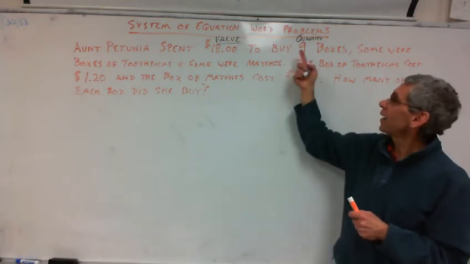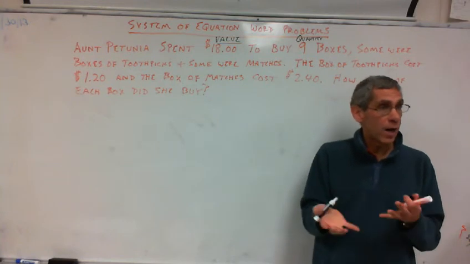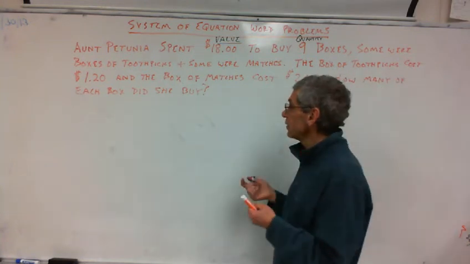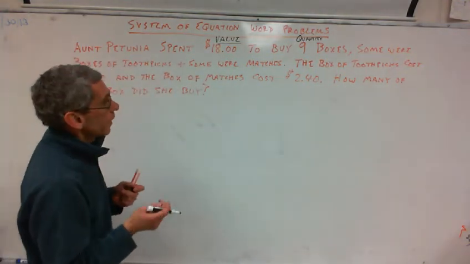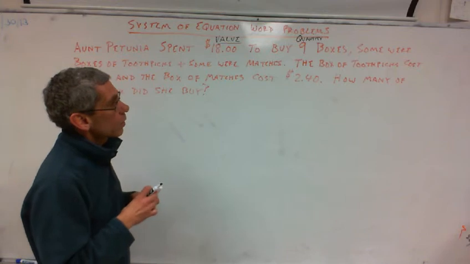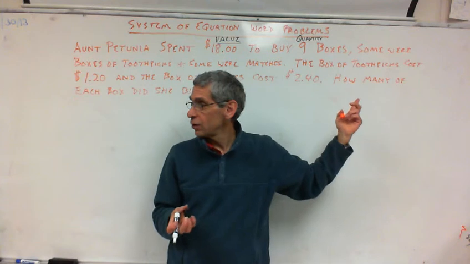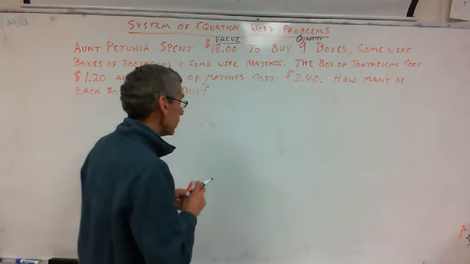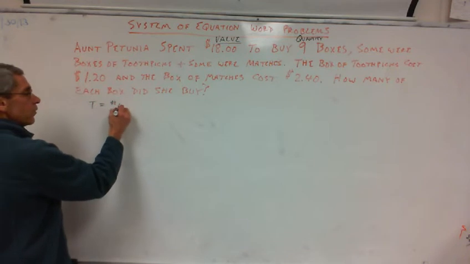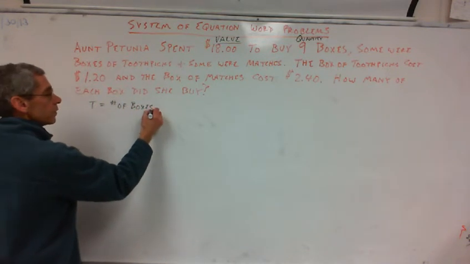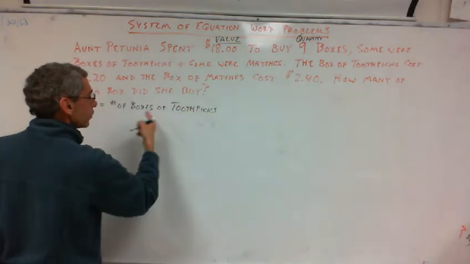Right, so we actually need to have two different equations. One is going to be a quantity equation, quantity of boxes, right? So let's think about that. We have 9 boxes total, and how could we identify boxes of toothpicks? T, right? Maybe we could do T and M. Boxes of matches would be M. So T is the number of boxes of toothpicks, right? Right now it's just helpful to write this out.